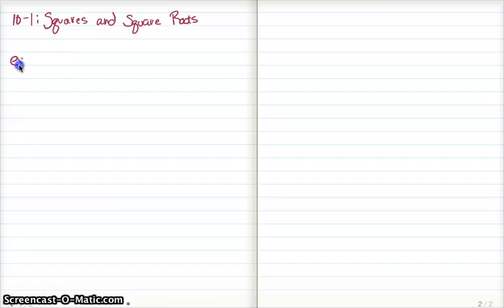For example, we can look at any power. 2 squared, I can say that equals 4. 3 squared, so here's some squares, 3 times 3 is 9. 10 squared is 100 because that's 10 times 10. All of these values here, 4, 9, 100, are called perfect squares. And that's because they happen to be the square of an integer.